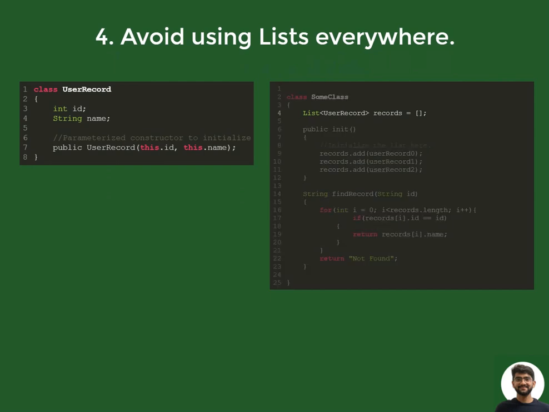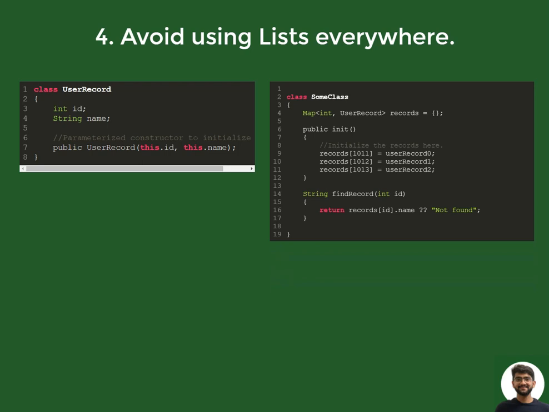Now here, the code snippet uses a list to keep track of all the objects of the class user record. Now if you want to find a particular object using the ID, we must traverse through the whole list where the time complexity increases, and this approach is not efficient. A better way to do this would be using a hash map, where you store the user record object using a key value pair, and the key here would be the ID of the record. Now if you want to find an object, all you need to do is access the value for the key, which is the ID in the hash map.